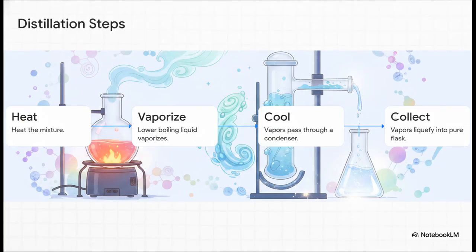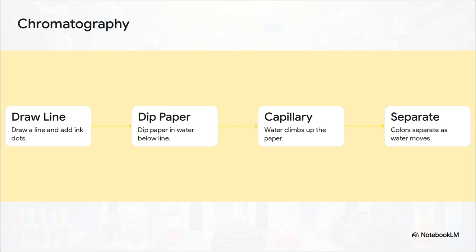So, walking through it, we heat up the flask, and the acetone vaporizes first, at about 56 degrees. That vapor shoots up, hits a cooling zone called a condenser, turns right back into a liquid, and then pure acetone drips smoothly into a brand new container. Pretty neat, right?